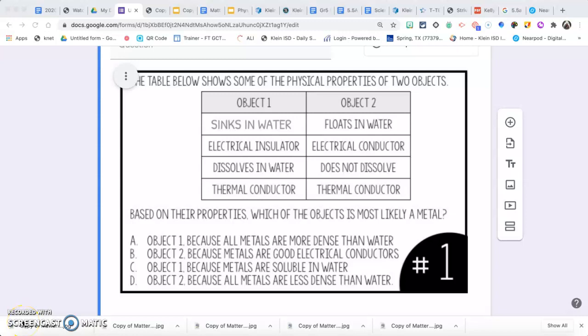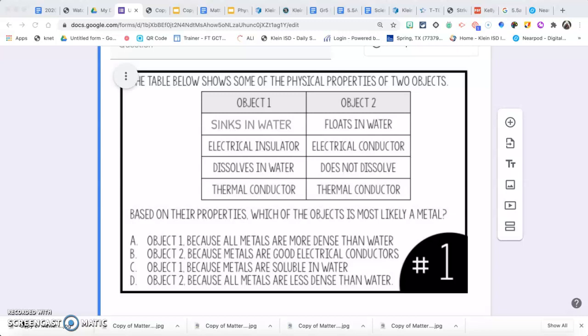Question 1. The table below shows some of the physical properties of two objects. Object 1: sinks in water, electrical insulator, dissolves in water, thermal conductor. Object 2: floats in water, electrical conductor, does not dissolve, thermal conductor. Based on their physical properties, which of the objects is most likely a metal?